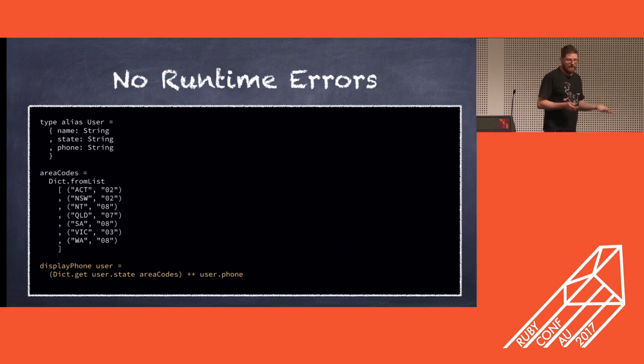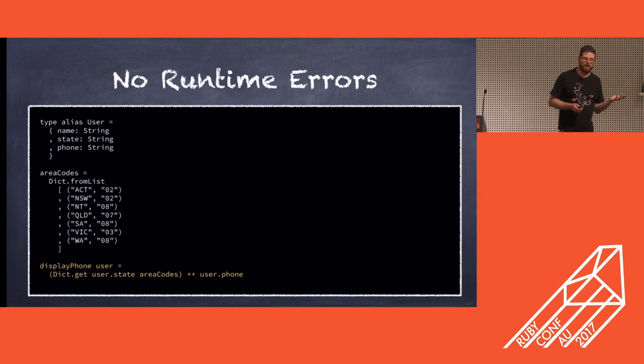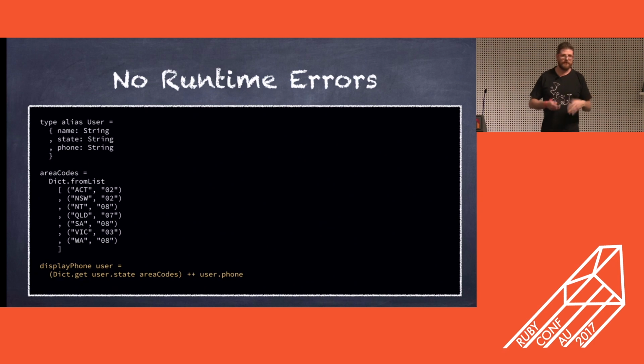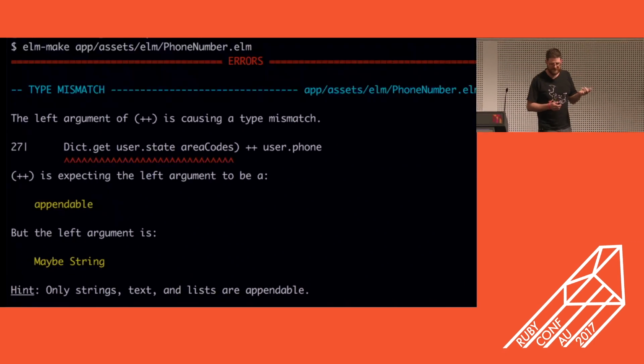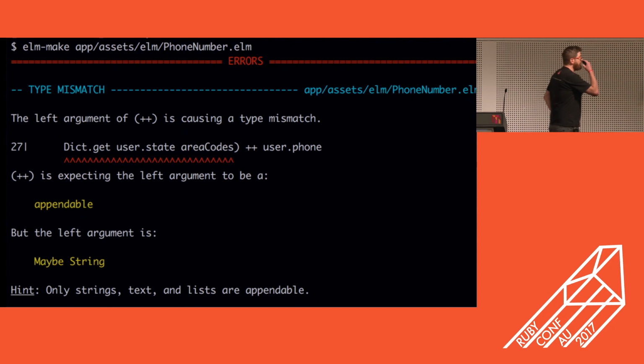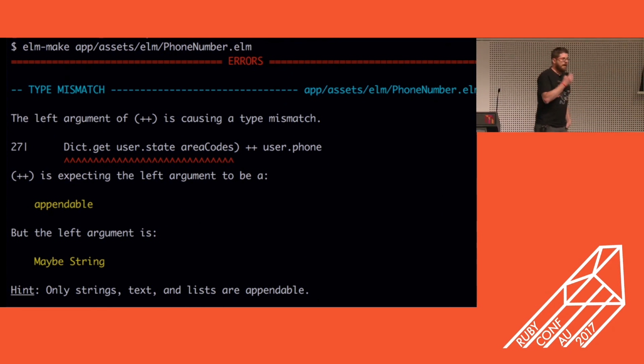The interesting thing about this code in Elm is that it just will not compile. I can't take this code and turn it into JavaScript to run in the browser. And the reason is this. This is the error message I get when I try and compile this code in Elm.